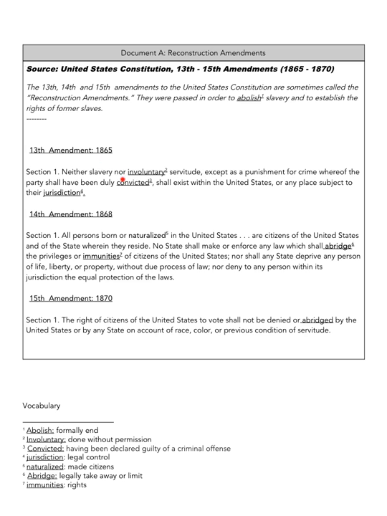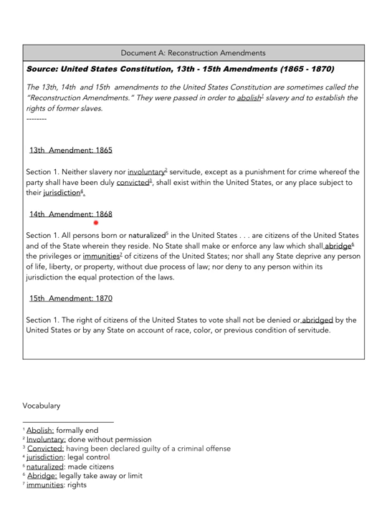Neither slavery nor involuntary, meaning done without permission, servitude, except as a punishment for crime whereof the party shall have been duly convicted, meaning having been declared guilty of a criminal offense, shall exist within the United States or any place subject to their jurisdiction. And jurisdiction means legal control.